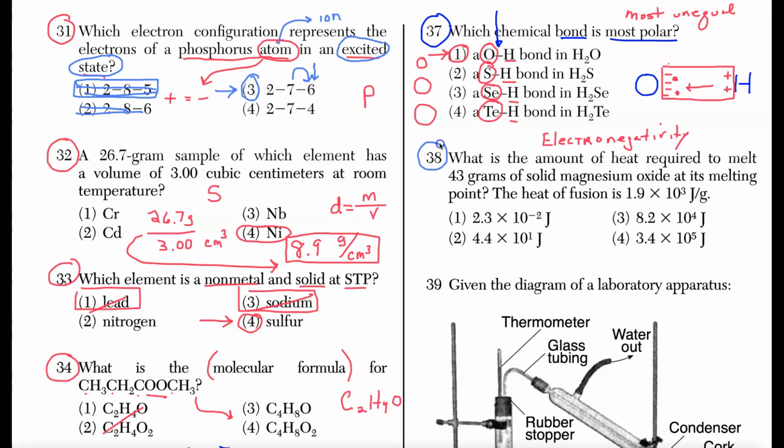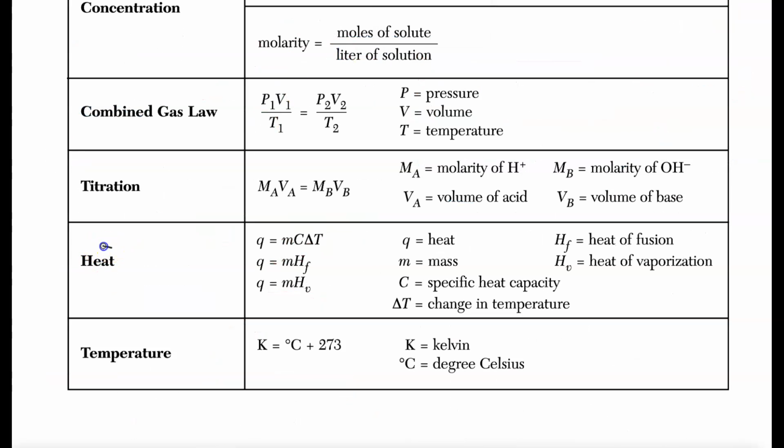Number 38. What is the amount of heat required to melt 43 grams of solid magnesium oxide at its melting point? They're screaming to you that we are at a phase change. And you should know from this point that at a phase change, there is no temperature change. And since they're asking for the amount of heat, I need one of 3 thermal equations that is listed in Table T. So to measure heat, I have 3 equations.